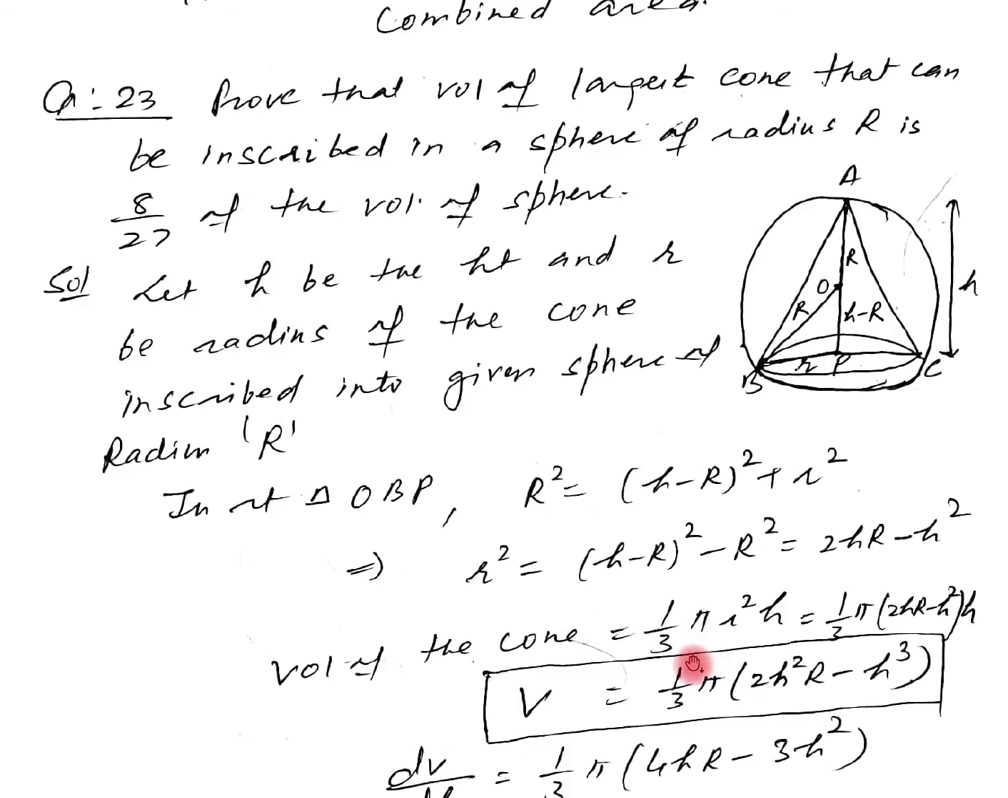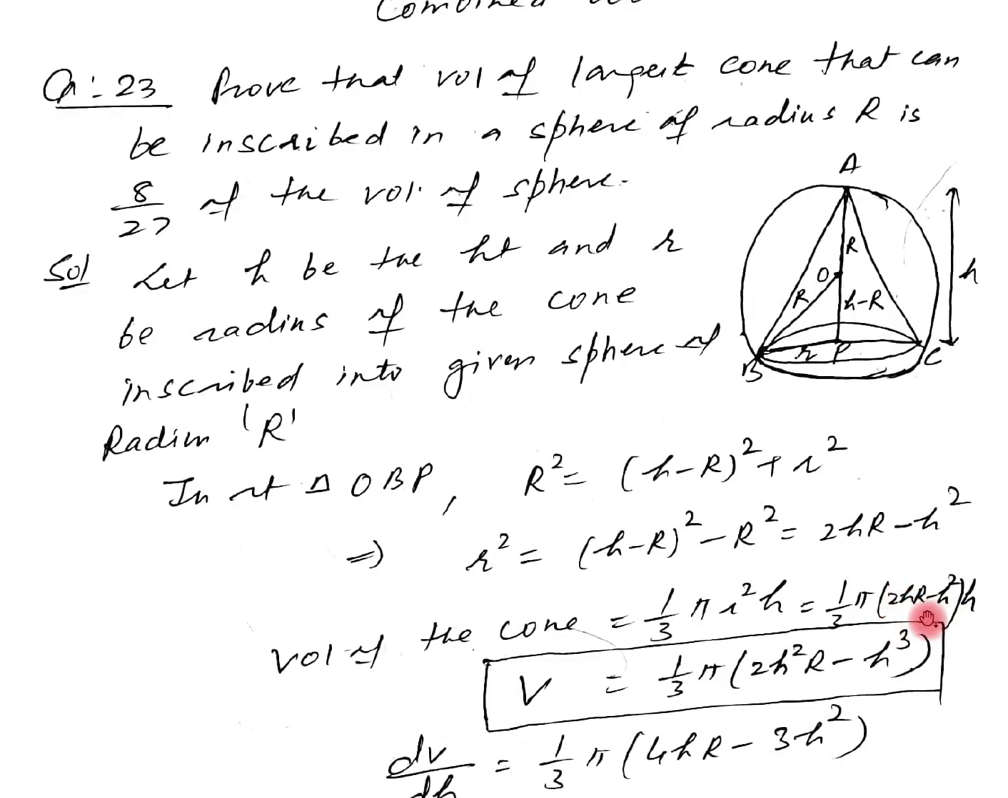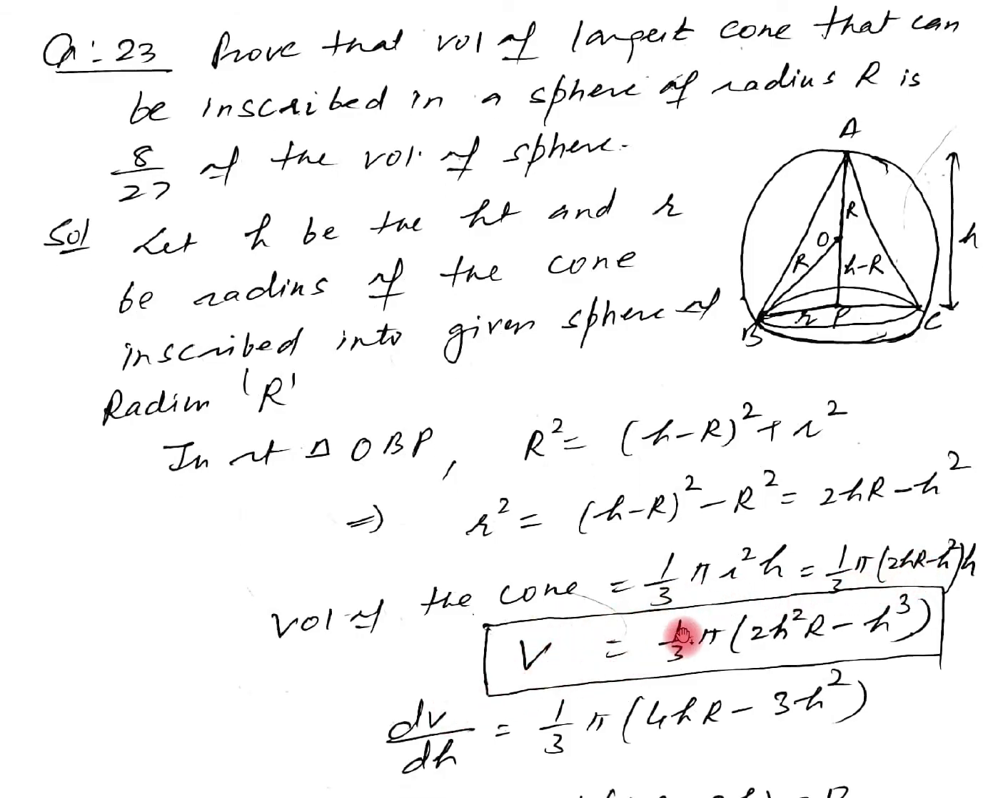Now with the help of this, we have volume is 1 by 3 pi r square h. We can easily put the value of r square equal to this. So we have eliminated one variable, capital R. Now our function has been formed. It has only one variable, that is small h, because capital R is given, so it is a constant quantity here. So we are getting the volume of the cone equal to 1 by 3 pi into 2hR minus h square into h. We can easily open the bracket and the expression for volume becomes this.